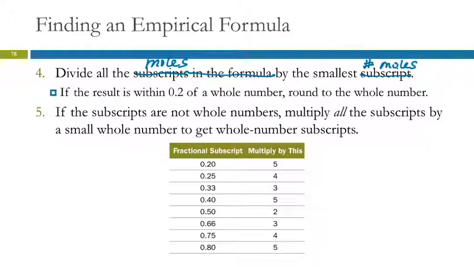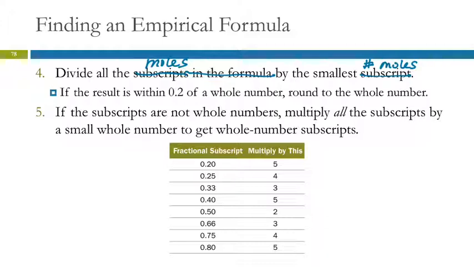And sometimes those ratios will be whole numbers. Other times they will not. This is my guideline. It could vary if you go to a different class. If the ratio you come up with is within 0.2 of a whole number, if it's 2.15, that's within 0.2 of a whole number, then you can round it to a whole number. If you get 2.25, that's too far, you can't round that. If you don't get whole numbers, then you have to multiply all of those to get whole number subscripts.